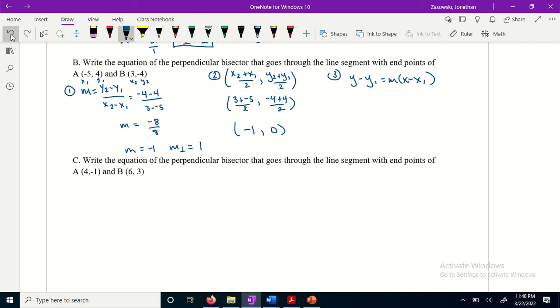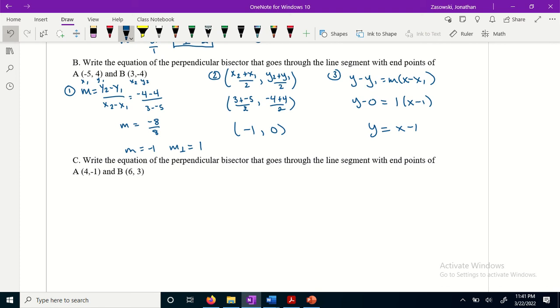And then the last step, we're going to plug into our point slope form. So we're plugging in our midpoint and the perpendicular slope here, 1, to end up with a final answer of y minus 0 equals 1 times x minus 1. Now, technically, we could just write this as y equals x minus 1. So it could be okay to actually simplify it into that y equals mx plus b form.